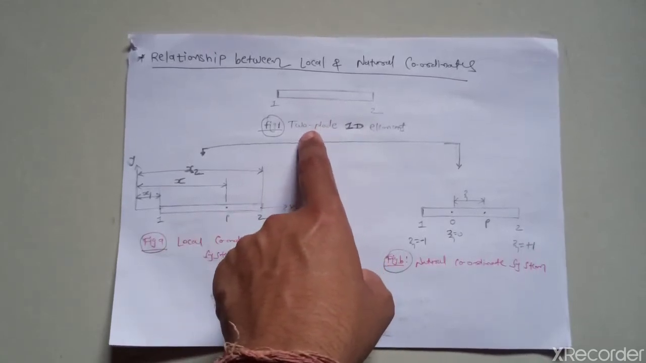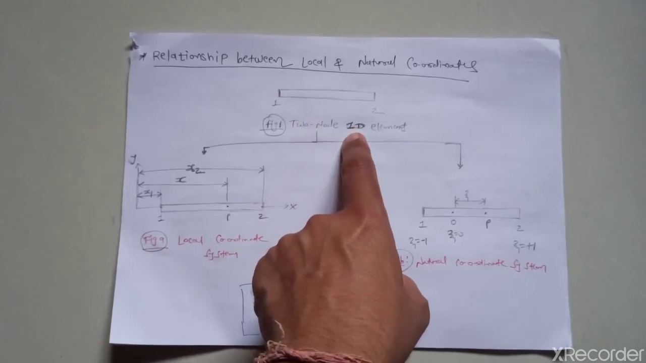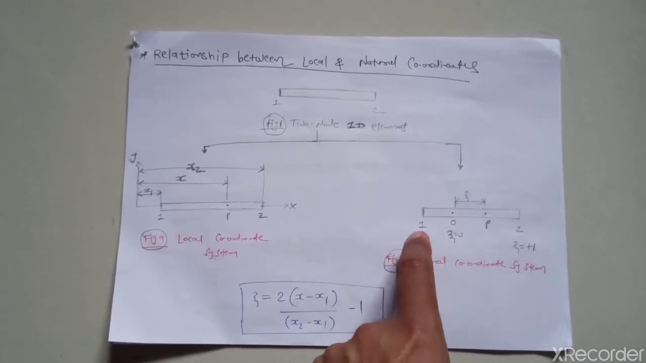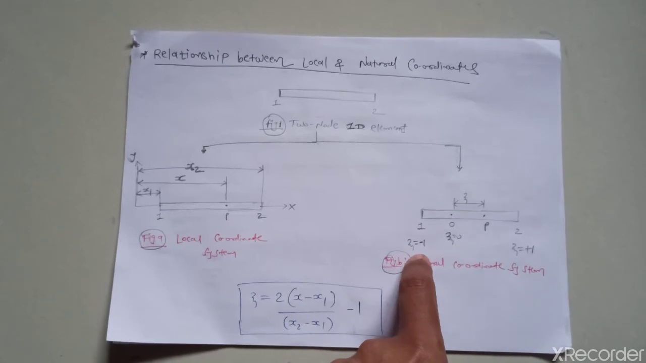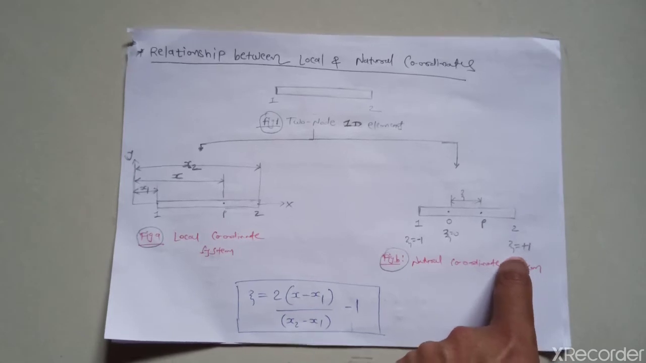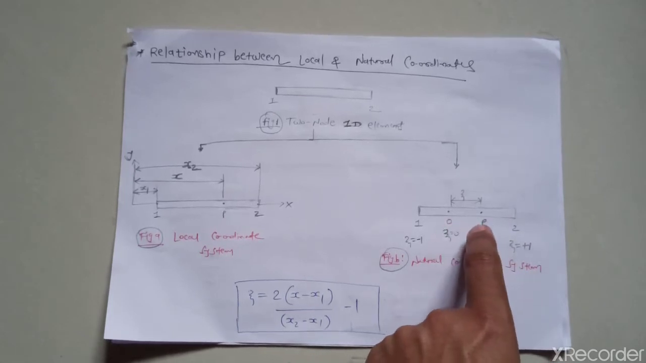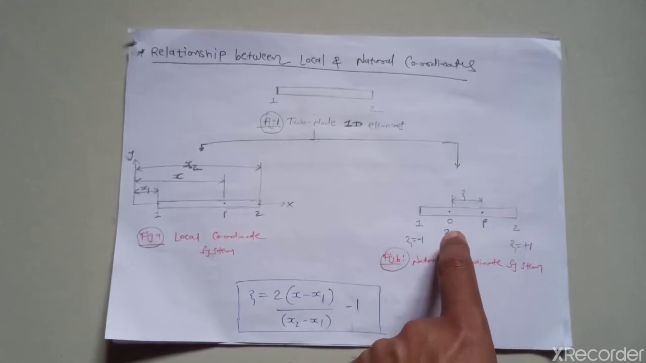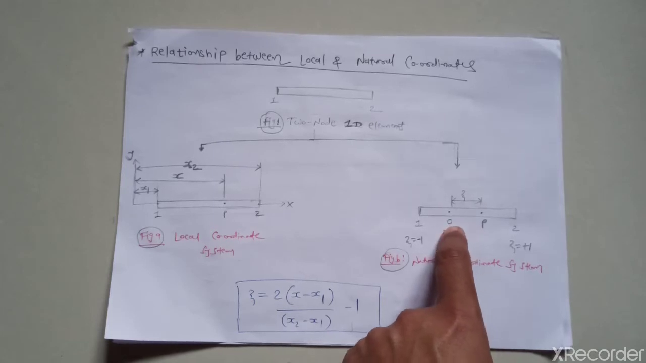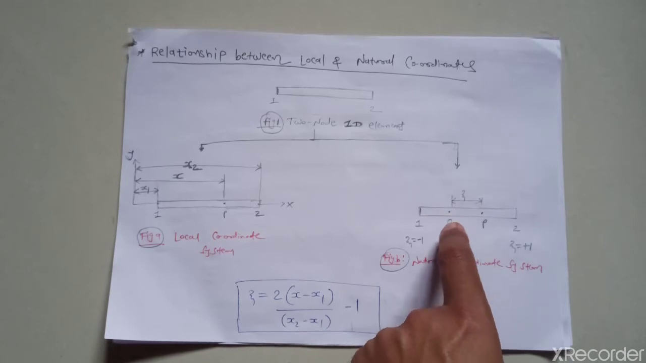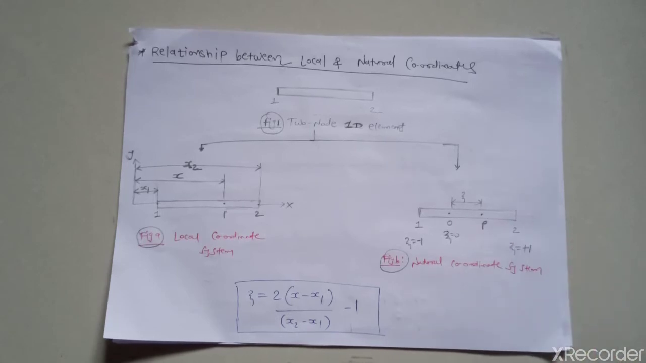Now if we represent this two node one dimensional element in the natural coordinate system, then node 1 is at eta equal to -1 and node 2 is at eta equal to +1. Now if we consider point P on this element, then the position of P is given by considering point O, which is eta distance away from the point P. This is our natural coordinate system.